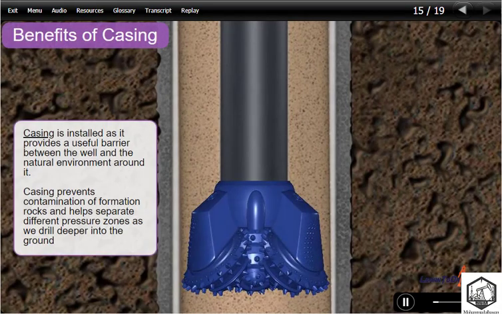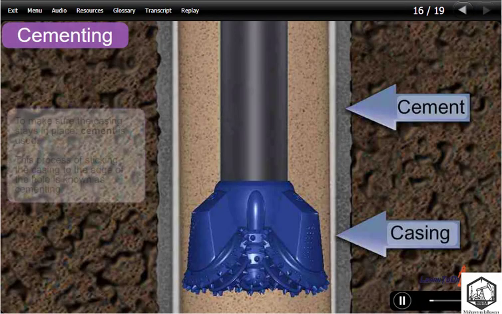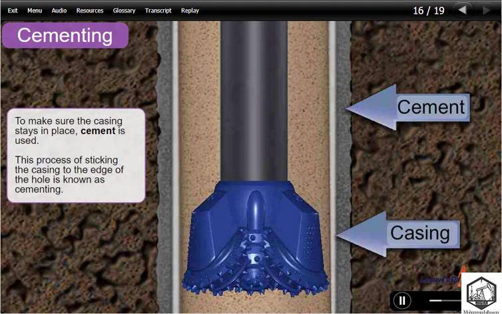Casing is installed as it provides a useful barrier between the well and the natural environment around it. Casing prevents contamination of formation rocks and helps separate different pressure zones as we drill deeper into the ground. To make sure the casing stays in place, cement is used. This process of sticking the casing to the edge of the hole is known as cementing.